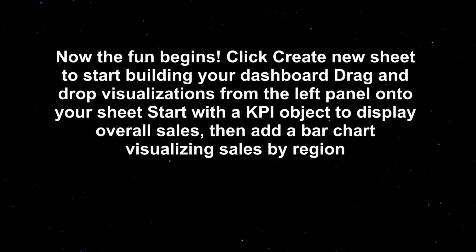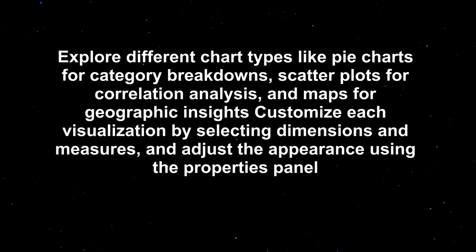Drag and drop visualizations from the left panel onto your sheet. Start with a KPI object to display overall sales, then add a bar chart visualizing sales by region. Explore different chart types like pie charts for category breakdowns, scatter plots for correlation analysis, and maps for geographic insights.